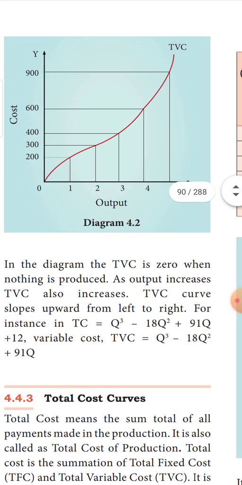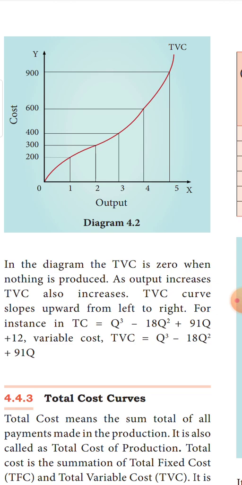Let us see how the graph can be constructed using the table. As usual, we take output on the x-axis and variable cost on the y-axis. Using the same points, we plot them and join them to get a curve sloping upwards, which represents that as output increases, total variable cost keeps increasing. When one variable is increasing and the other is also increasing, the curve will be an upward sloping curve.